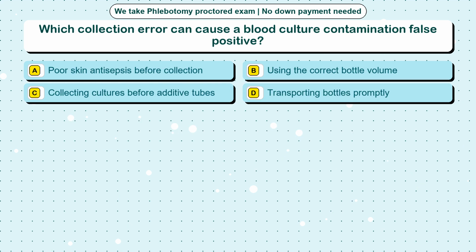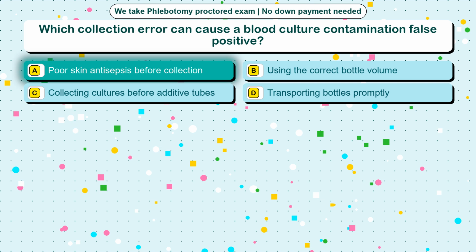Question 53. Which collection error can cause a blood culture contamination false positive? Option A. Poor skin antisepsis before collection. Option B. Using the correct bottle volume. Option C. Collecting cultures before additive tubes. Option D. Transporting bottles promptly.